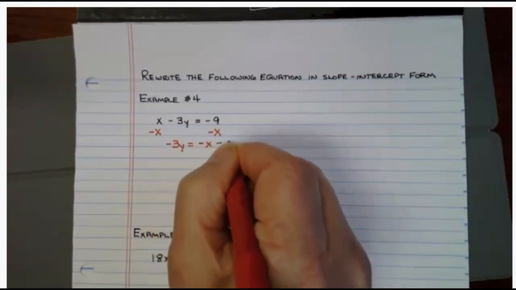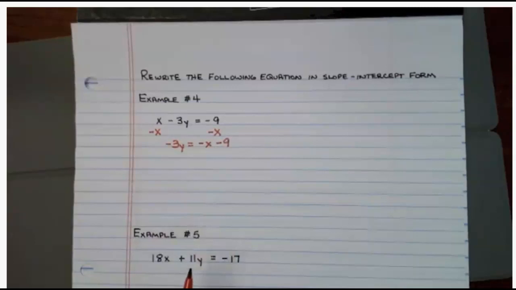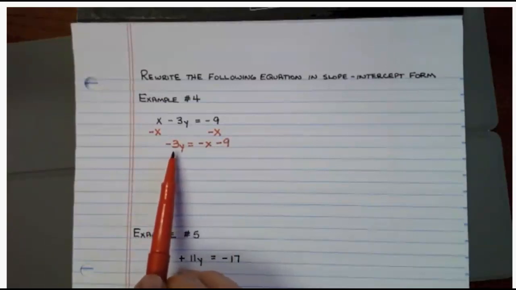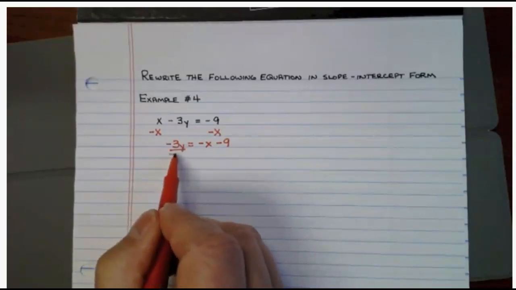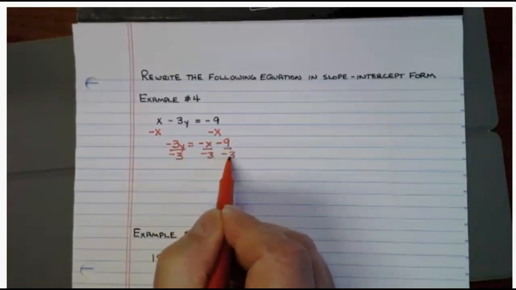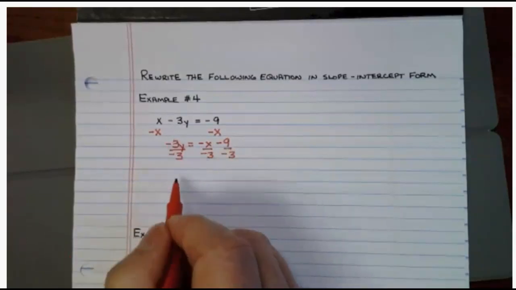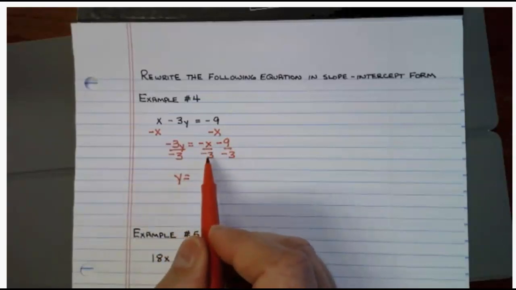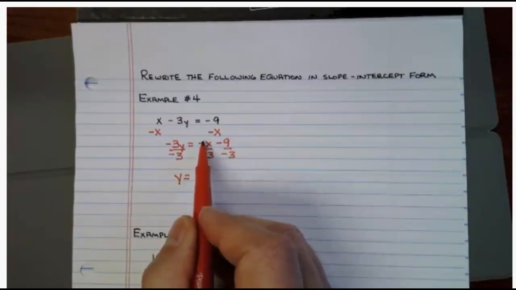Negative x minus 9. I still need to get rid of this negative 3 right here. The opposite of multiplying by negative 3 is dividing by negative 3. Divide everything by negative 3. These negative 3's cancel out. Y is equal to. Remember, a negative divided by a negative is a positive, and just like the previous one, there's a 1 sitting right there.